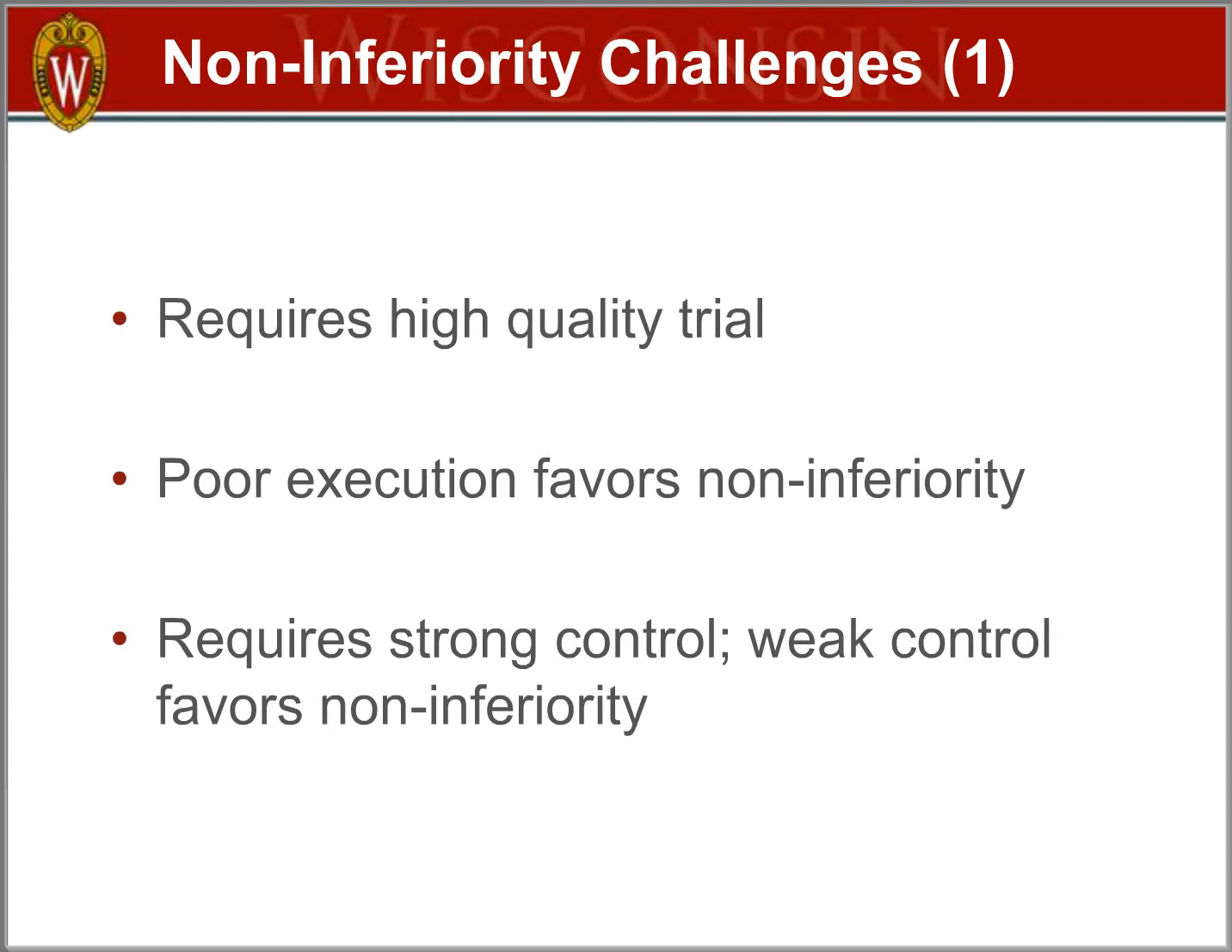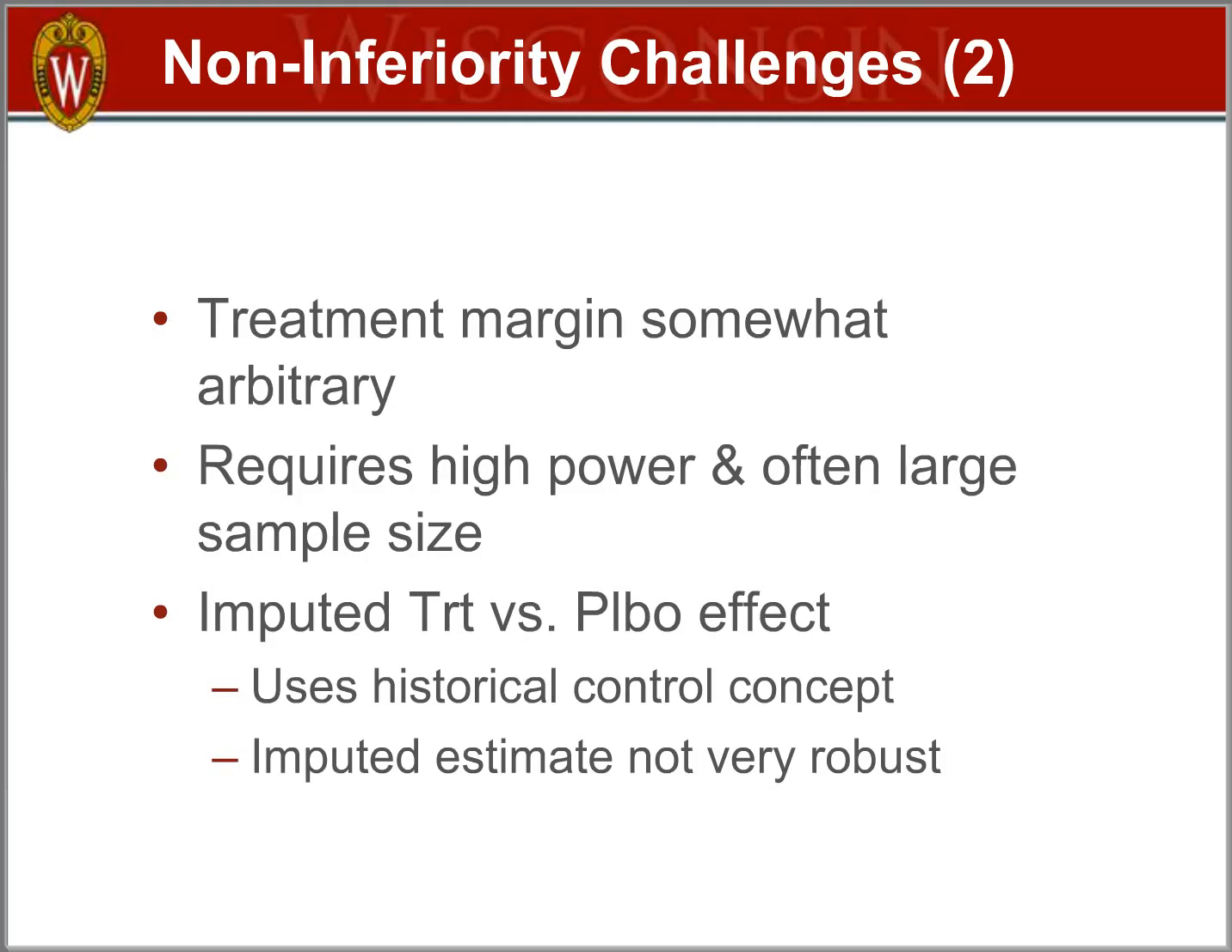It requires a very high-quality trial because poor execution of a trial would favor non-inferiority. So the challenge is you must do the best job you've ever done. It also requires using a strong control. A weak control will also favor non-inferiority. The treatment margin is somewhat arbitrary. It also requires high power and often large sample size.